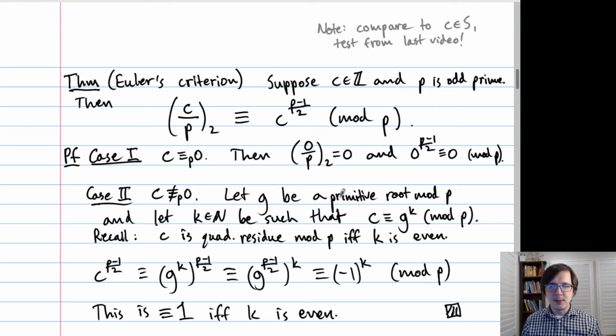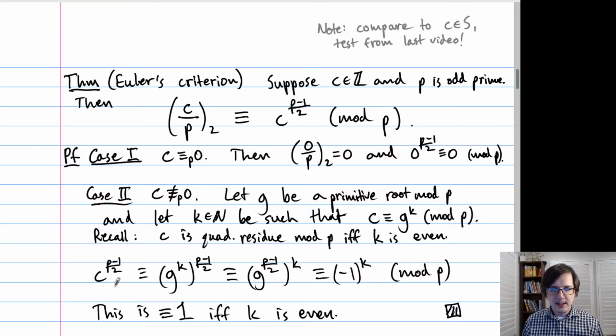So case 2 is when C is non-zero mod P. So let's let G be a primitive root mod P so that we have something to analyze with. And let's let K be some natural number where C is that power of G, which we know exists because C is non-zero mod P. So recall that once we've put it into this power of a primitive root form, C is a quadratic residue if and only if that exponent k is even. And this was a consequence of Fermat's little theorem and also basic things about solving linear congruences.